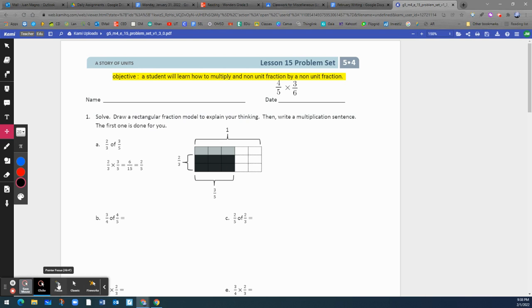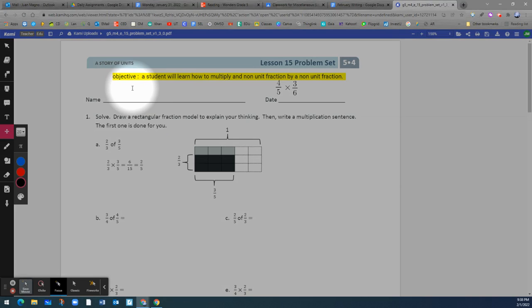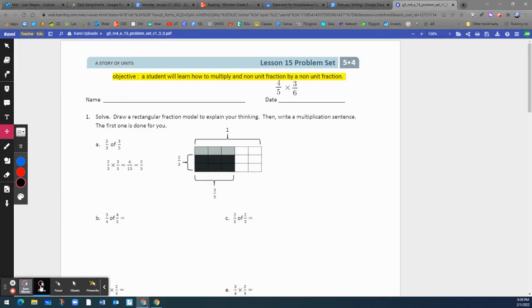I want to explain that the objective of this lesson is for you to learn how to multiply a non-unit fraction by a non-unit fraction. What does that mean, my friends? Let's find out. When they talk about non-unit fractions, that means the numerator is not a one, it's a number bigger than one. As you can see, this number is bigger than one, and the numerator 3 is bigger than one. So those are non-unit fractions.